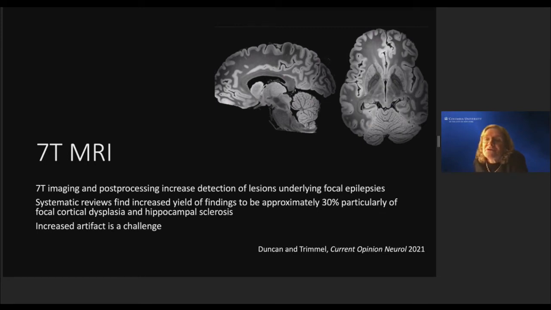But as we better understand, as we have increased usage of 7T, and better understanding of the post-processing, we may be able to detect lesions that were not previously detected with 1.5 or 3 Tesla imaging. I do want to draw all of your attention to a recent review on advanced imaging done by Duncan and Trimmel, published just recently in Current Opinion in Neurology. It's a very good review of advanced imaging techniques. That group has done a lot of work in this area.